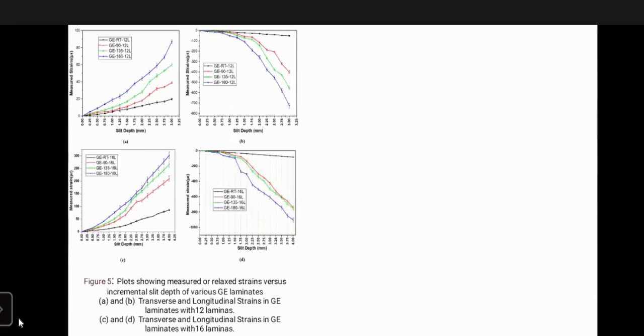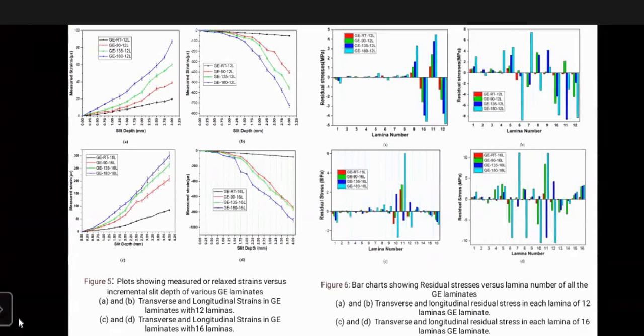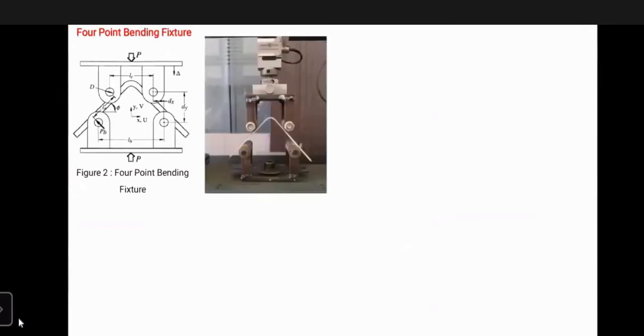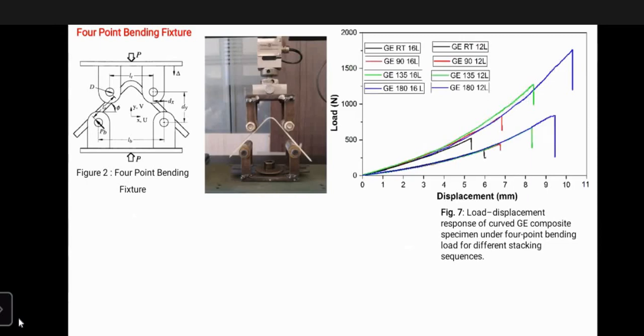And the profiles of the relaxed strains and the residual stresses determined are shown in the figure. The composite laminates cured at higher temperature released more strains compared to the other composites. And the bending strength of the L-bend is determined by using a 4-point bending fixture as shown in the figure. And the load displacement plots for all the composite laminates are shown.